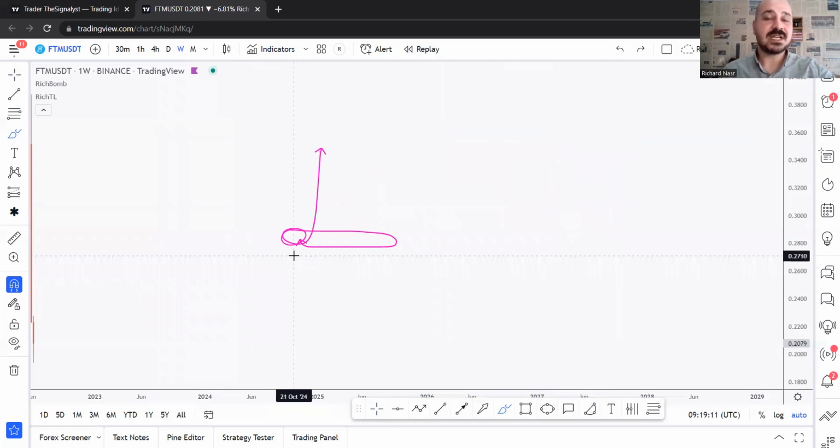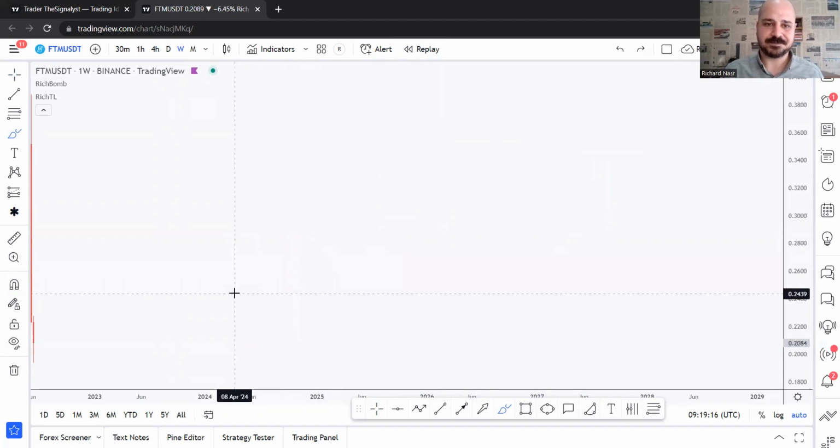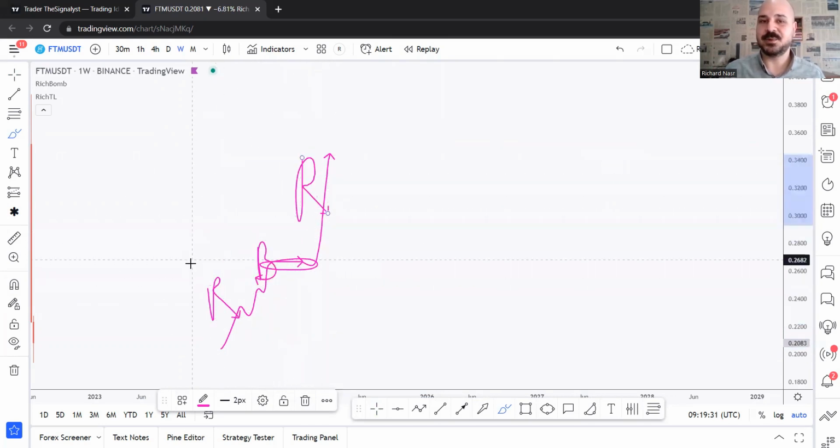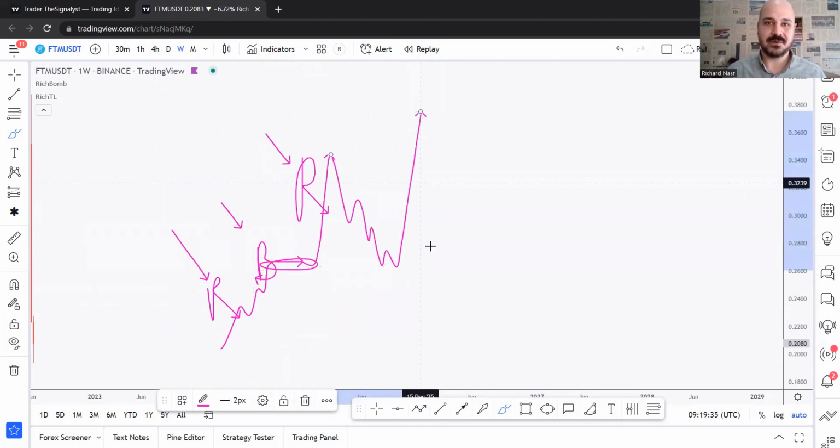So we've got two types of supply and two types of demand. The first one is called a rally-base-rally. So price would be going upward, then pauses. We'll take an example about it on FTM, and then we had an aggressive movement upward. That's a rally, a base, and then a rally. That's why we call it RBR, okay? And as price retests this area, we'll be looking for buy setups.